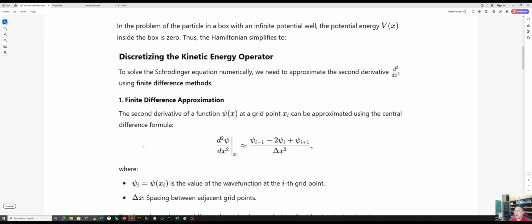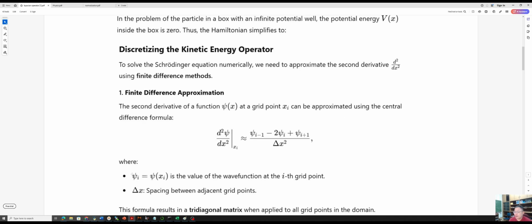The finite difference approximation of the second derivative of the wave function can be given by this equation, where phi i is at the index i, i-1 is before and i+1 is after, and this is the second derivative at index i.